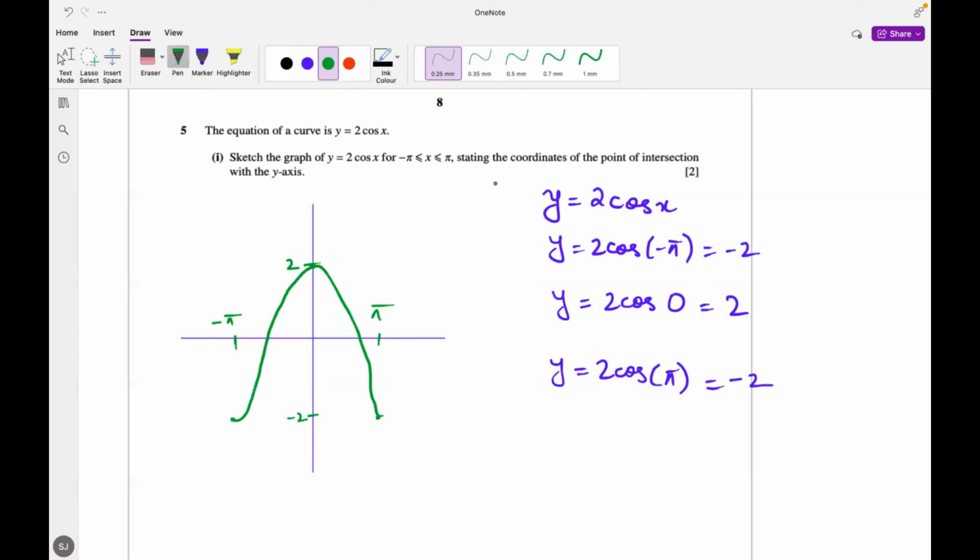All right. Now we have to state the coordinates of the point of intersection with the y-axis. We can see that the coordinates for the point of intersection with the y-axis are 0, minus 2.